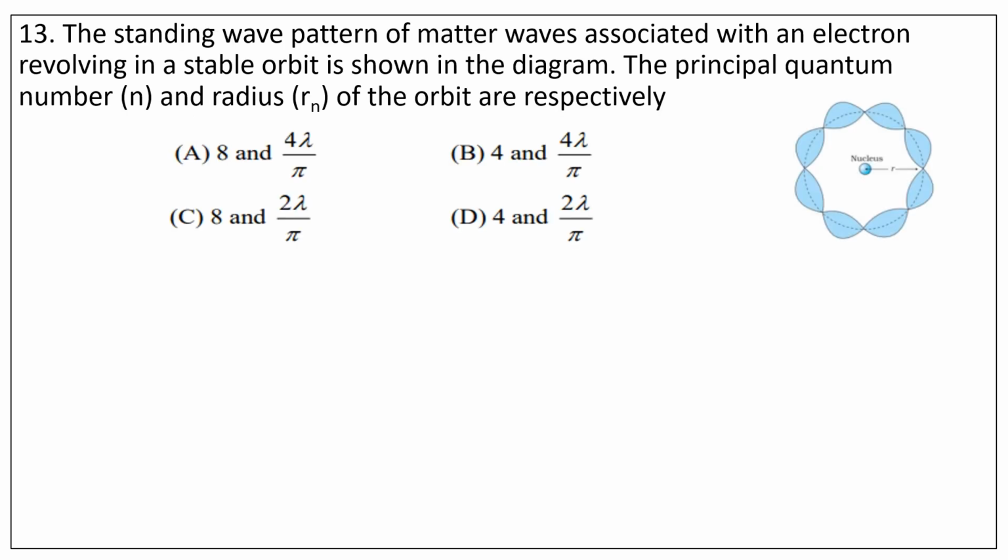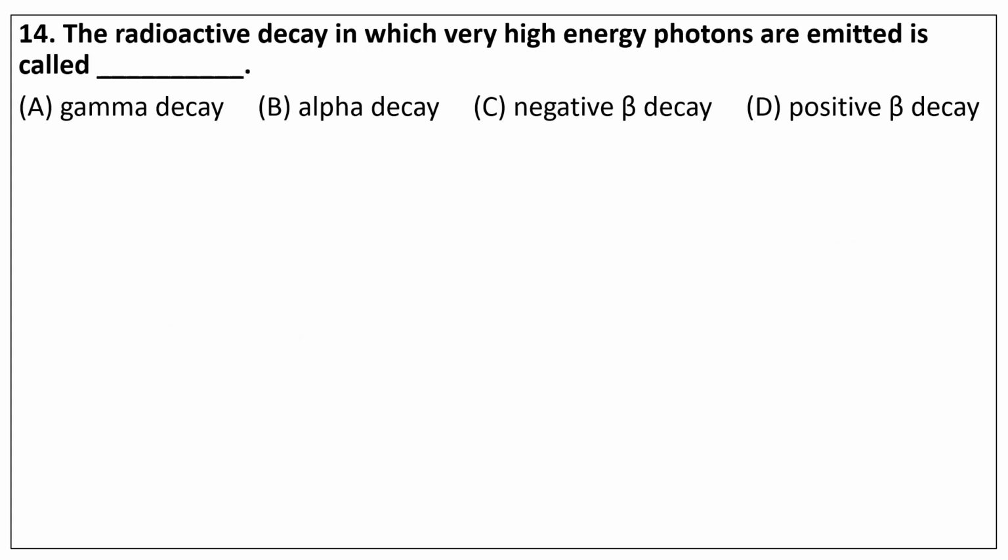13. The standing wave pattern of matter waves associated with an electron revolving in a stable orbit is shown in the diagram. The principal quantum number, n, and radius, rn, of the orbit are respectively. From the above options, answer is D, 4 lambda by pi.